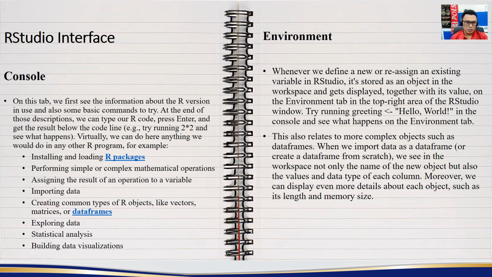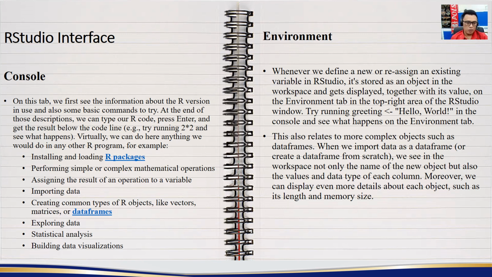Okay, so what's the console? On this tab, we first see the information about the R version. The first time we use RStudio, it will show you the R version and also some basic commands to try. At the end of those descriptions, we can type our R code there, then press enter and get the results below the code line. Let's say, for example, you'd like to try running 2 times 2, and at the bottom it will give you the result automatically.